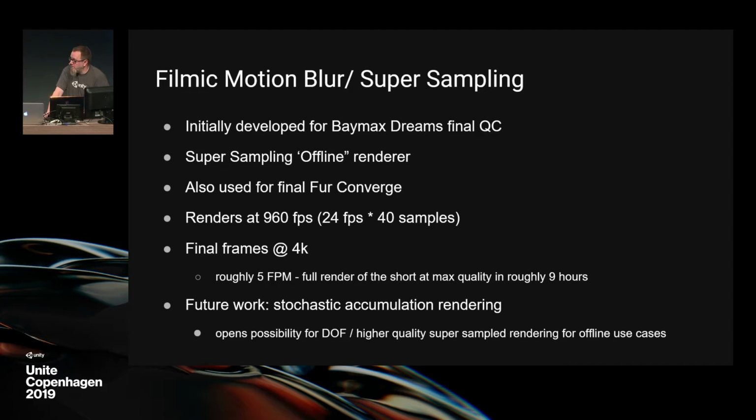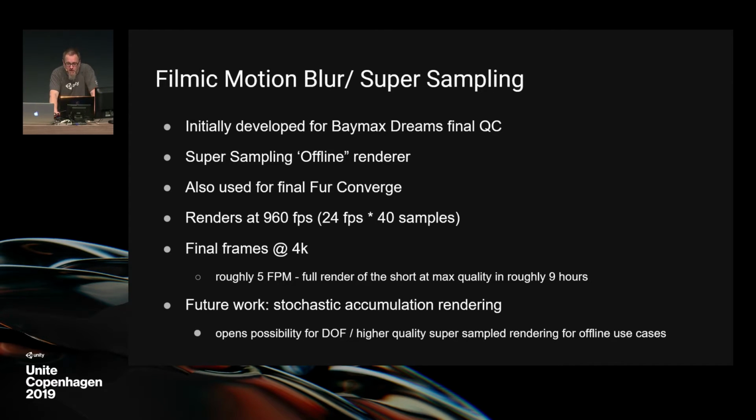One of the other interesting things that we built initially for Baymax, and are continuing to iterate on, is what we initially called filmic motion blur. It's evolved into more of a super sampling accumulation system. We render the whole thing at 960 frames a second, but we're accumulating 40 samples, and that becomes the super filmic motion blur for the final output. The downside to this initial approach was that it was pretty slow, so we were rendering at 5 frames a minute. The whole short took about 9 hours.